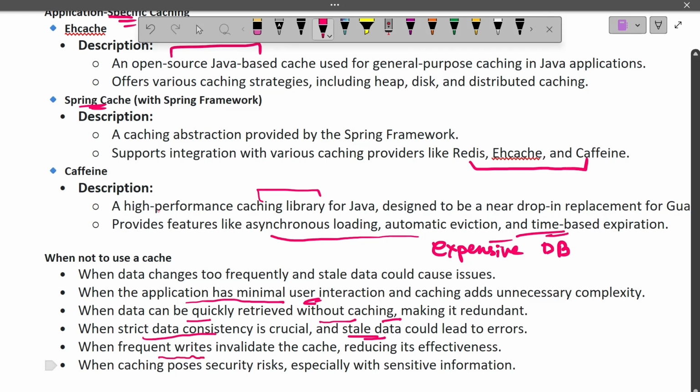Next, when frequent writes invalidate the cache. If your TTL has to be such that, let's say, every 1 hour your data is getting changed, which means again you'll have to do a DB query to refresh your cache, then what is the point? And the last point: if there is a compliance requirement that caching can pose a security risk, especially with sensitive information, then it doesn't make sense. So these are the cases in which it doesn't really make sense to use a caching solution.